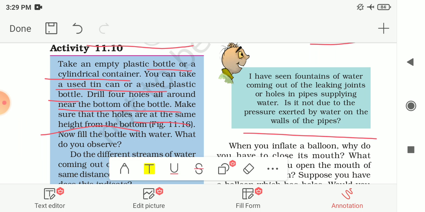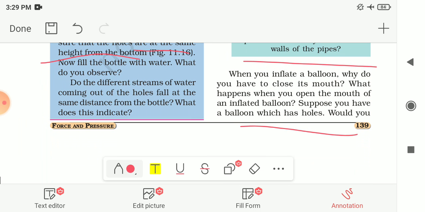So now what about the air? When you inflate a balloon, why do you have to close its mouth? To prevent the escaping of the air from the balloon, we have to close the mouth of the balloon. Then what happens when you open the mouth of an inflated balloon? So we can say that the air will blow out.